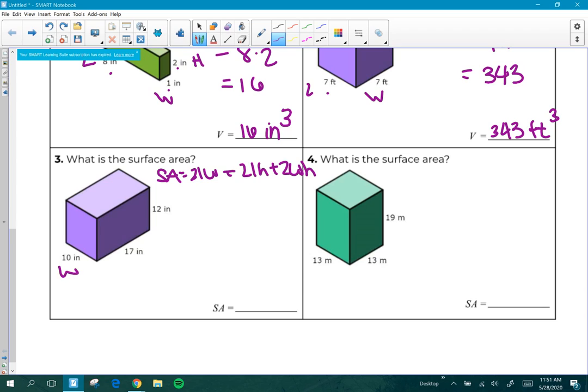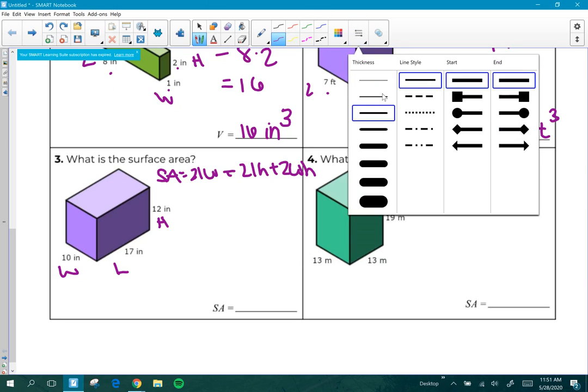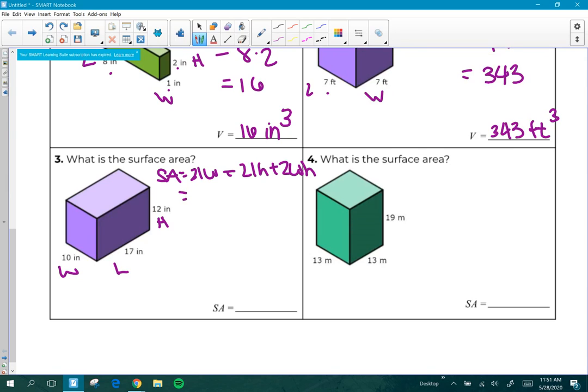So I'm going to label all my values. So we'll do, this is width, this is length, and then it's 12 inches high. All right, let's see if this will let me make it thinner. So then I'm going to plug in everything that I have. Guess we can't go thinner. So that would be 2 times my length is 17 times my width is 10 plus, and I'm going to have to take up a lot of space here, 2 times my length is 17, my height is 12, plus 2 times my width is 10, and my height is 12. All right, so that's my first step, just writing it all out.